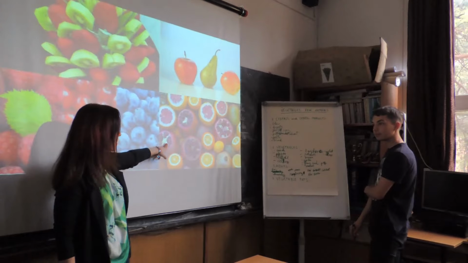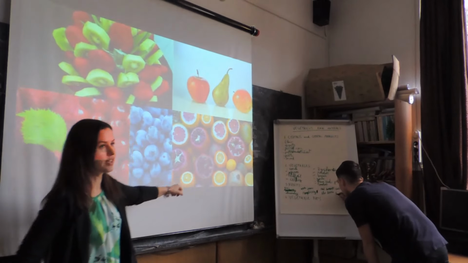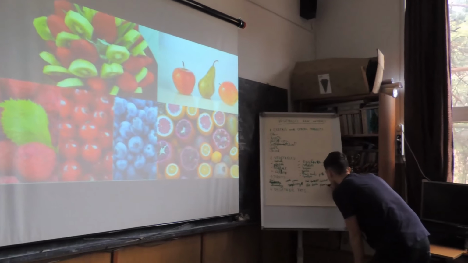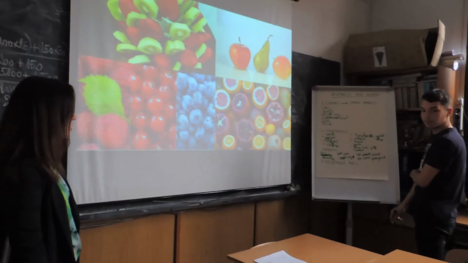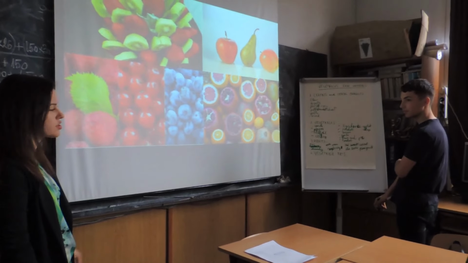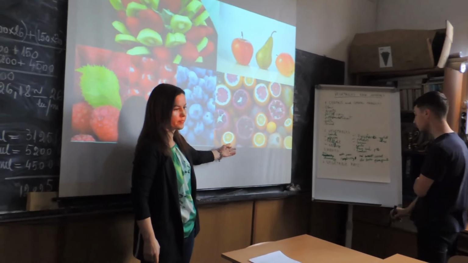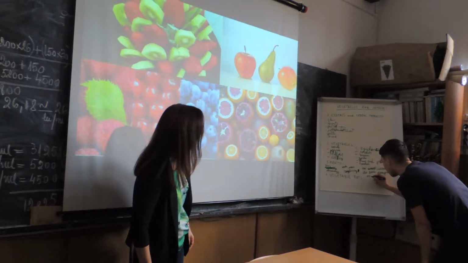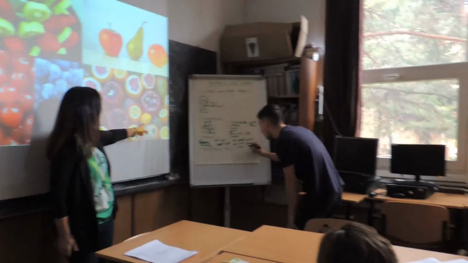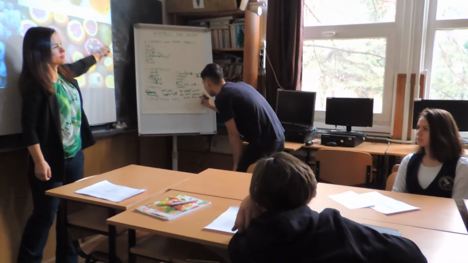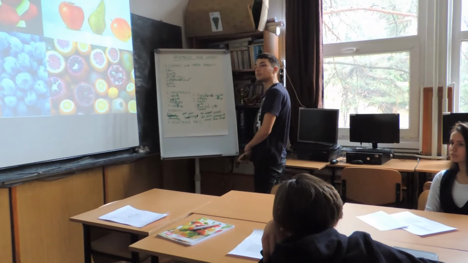Exotic fruit. This one is? Pomegranate. Okay. Do you like it? Yes. It's not something we are really used to. This one? Orange. The famous orange. This one? Lemon. Mango. Okay, these are all tropical and exotic.